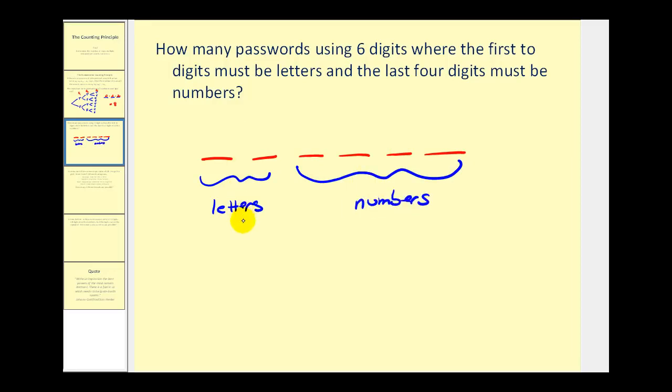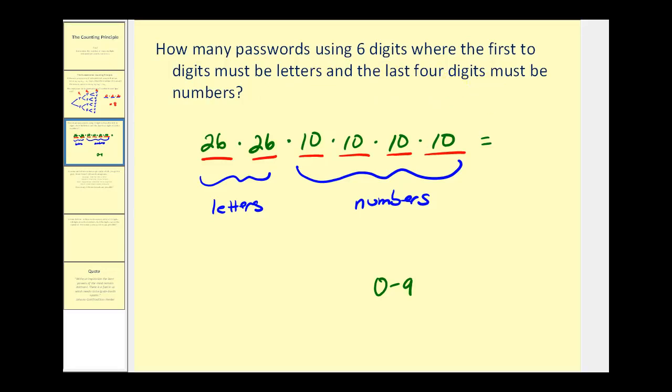Well, there are 26 letters in the alphabet, so there's 26 ways the first letter can be chosen. And the same for the second letter. And then the last 4 must be numbers. Well, the digits from 0 to 9 represent 10 choices for each number. So this would be times 10, times 10, times 10, times 10. So this product will represent the total number of passwords that are possible using these conditions.